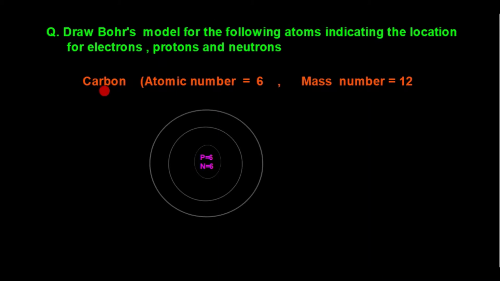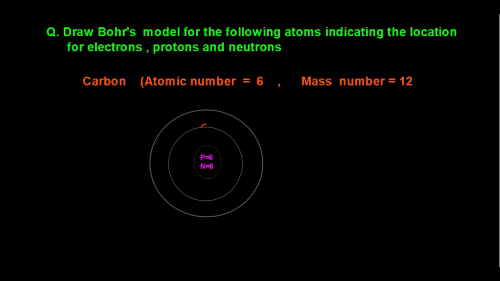We are given an atom of carbon, and we know atom is a neutral particle. If protons are 6, which are positively charged particles, then electrons must also be 6, since in an atom, the number of protons is equal to the number of electrons. So electrons are also 6. Now we will write the number of electrons which are present in the carbon atom.